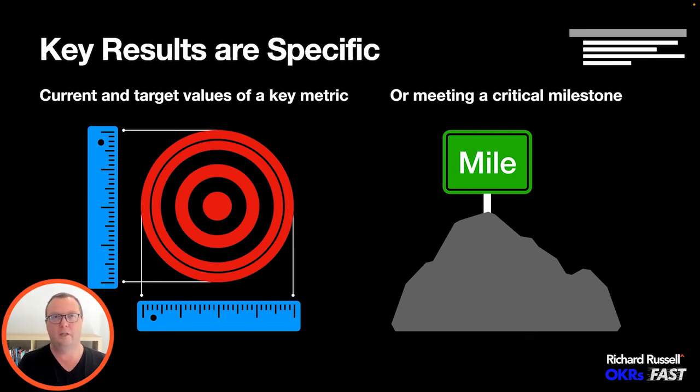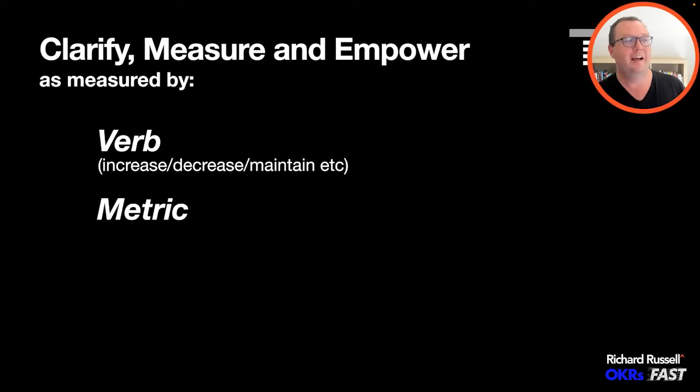But did we do it? If it's your best practice or mine, all that sort of stuff. So you want current and target values of a metric, or meeting a critical milestone, such as a customer visible launch. So that's the way to talk about OKRs, to talk about what key results should look like, how they should be specific. And what I want to do, the way I like to write these things, is basically in a simple word.